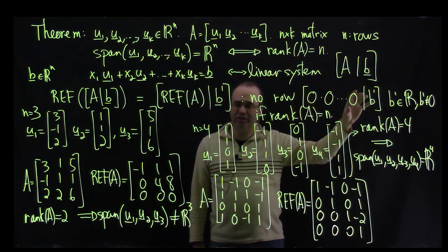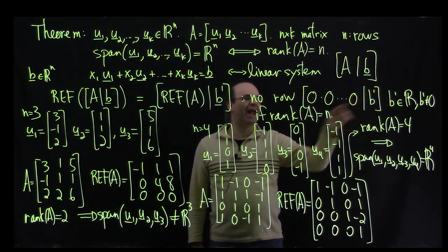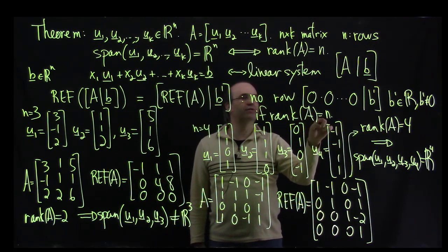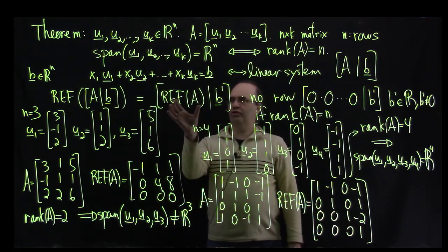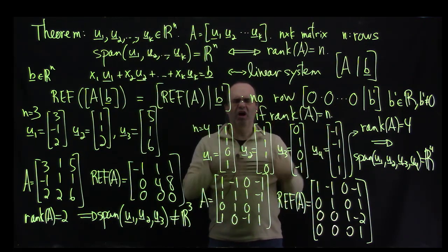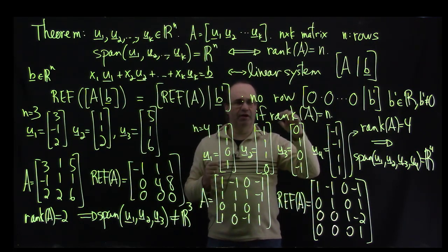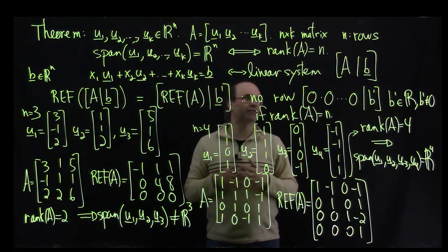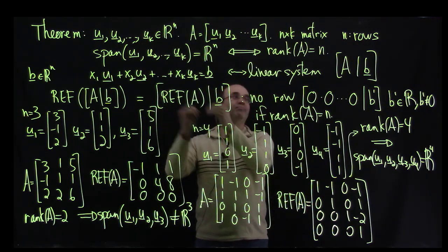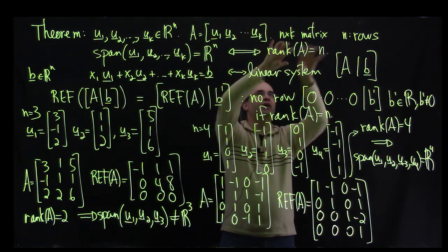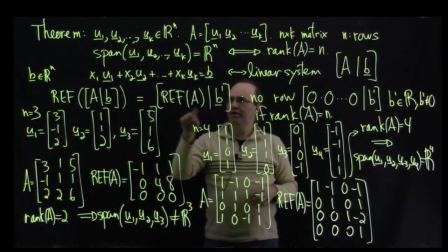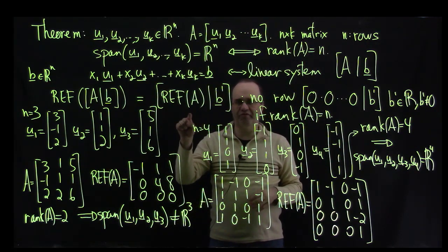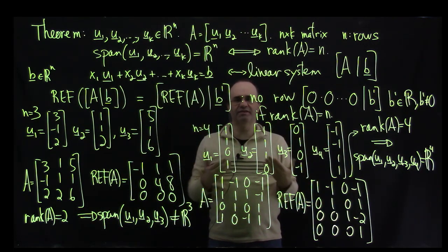Well, this cannot happen here, okay? Because the rank of A is n, so it means that in this row echelon form of A, there's no row of zeros. All the rows are non-zero, and they all have some leading non-zero entry. Because of this assumption, if the rank of A is n, it means if you compute a row echelon form of A, it has n non-zero rows. All the rows are non-zero.